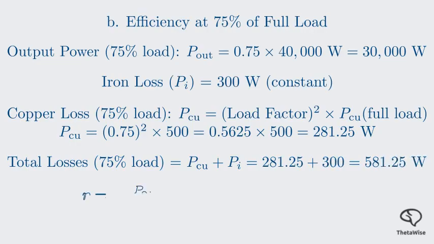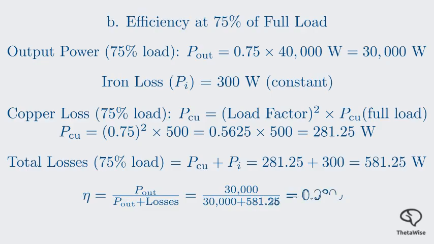Finally, we calculate the efficiency using our formula. Output power is 30,000 watts and total losses are 581.25 watts. The efficiency is 30,000 divided by 30,581.25, which is 0.9809. This is an efficiency of 98.09%.